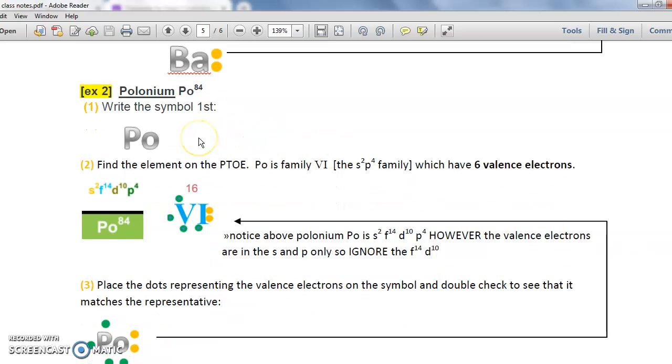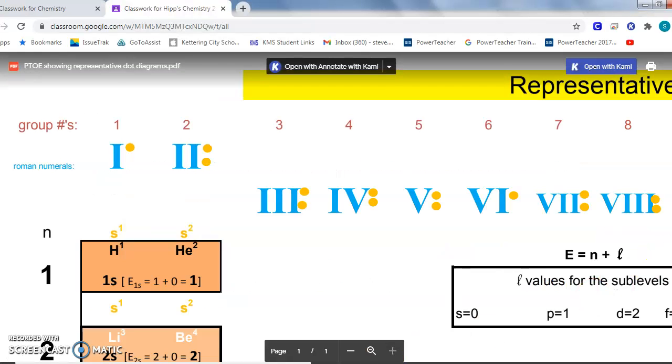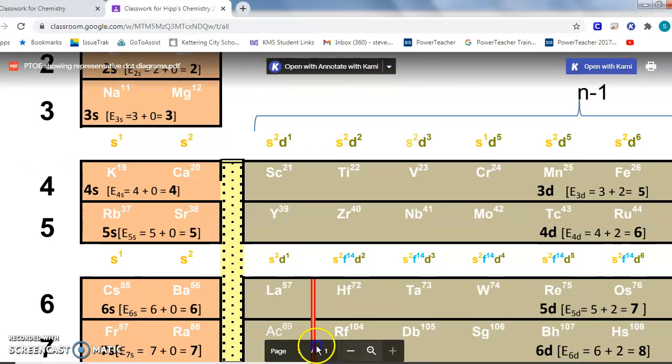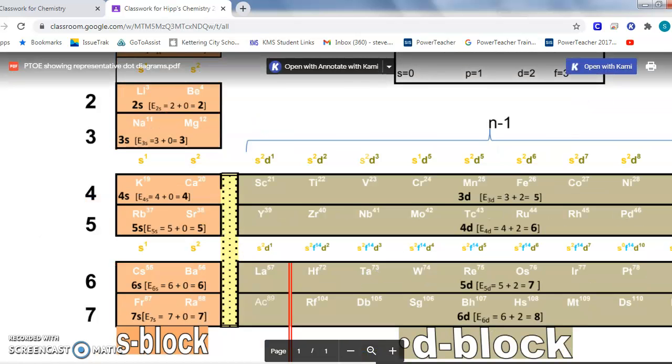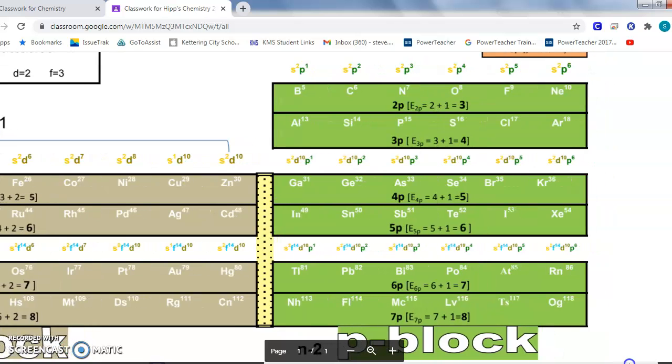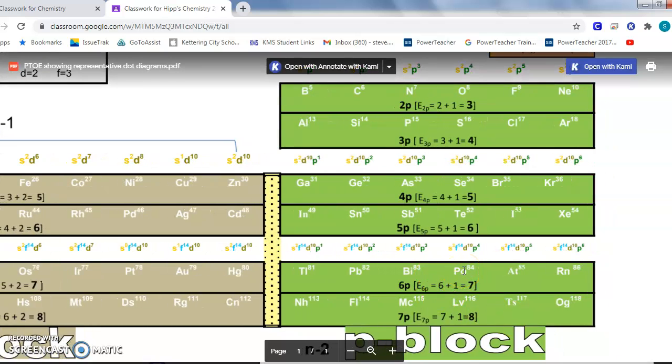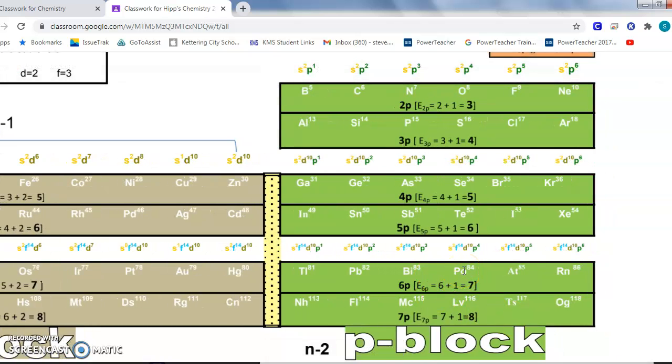The next one they want us to do is polonium. So we have to find polonium 84 on the periodic table of elements. It should be over here in the P block. There's polonium 84. It's in the P block. It tells us right here, it has 2 in the S and 4 in the P.